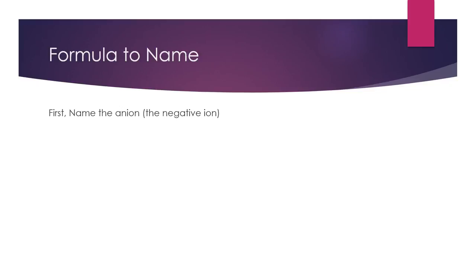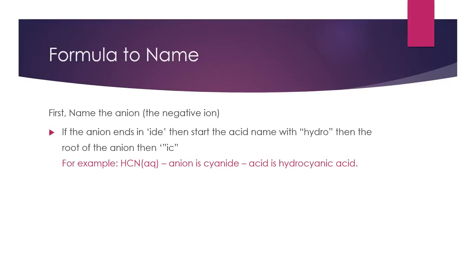anion, or of course the negative ion. If the anion ends in "ide", then start the acid name with hydro, then the root of the anion, then "ic". For example, HCN, the anion is cyanide, so the acid name is hydrocyanic acid.